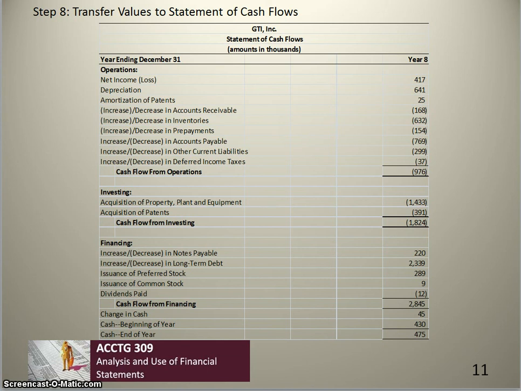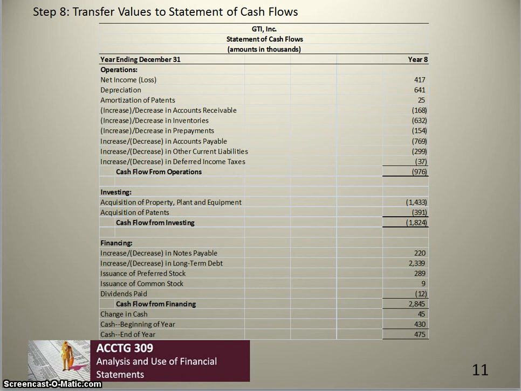And under financing, we show the increase in cash attributable to the increase in notes payable, the increase in long-term debt, the issuance of preferred stock, the issuance of common stock, and the reduction due to the payment of dividends, for a total change in cash attributable to financing of $2,824,000.